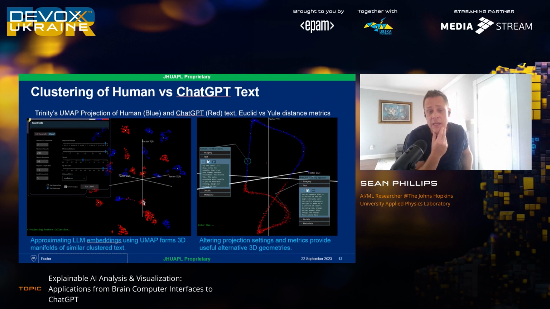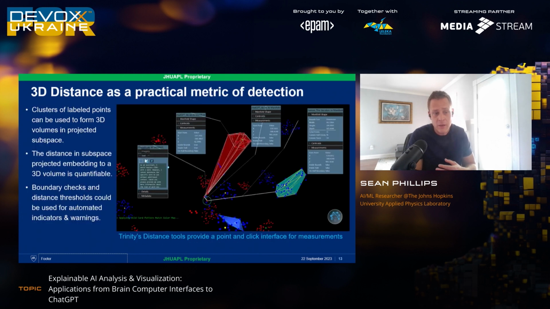And we're going to see that you can get some great separation potentially, and you can use different distance metrics to get different configurations. Then you can recolor them based on their original source, and it starts to show the separation. And then finally, we're going to start looking at 3D volumes, i.e. the approximated manifolds, a big fancy word to say 3D shape. We're going to look at distances from those manifolds, and we can start to see a practical method that has potential to scale well with these models for doing a likelihood detection.